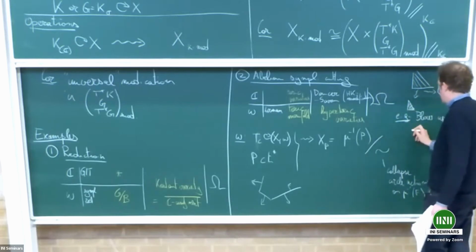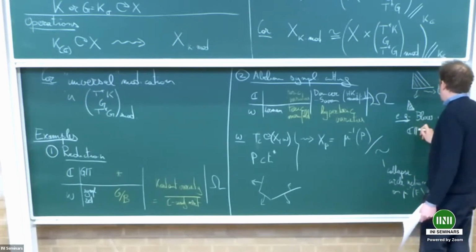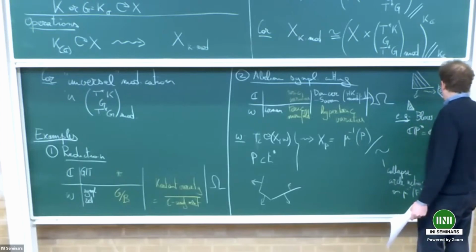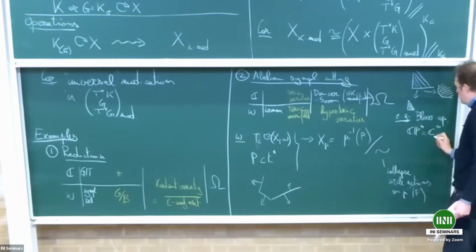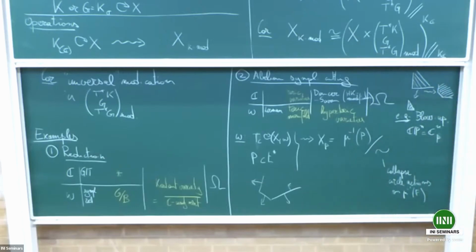So you might think of CP^N as the cut of C^N for a suitable polytope. So those are just examples of this procedure. So yeah.